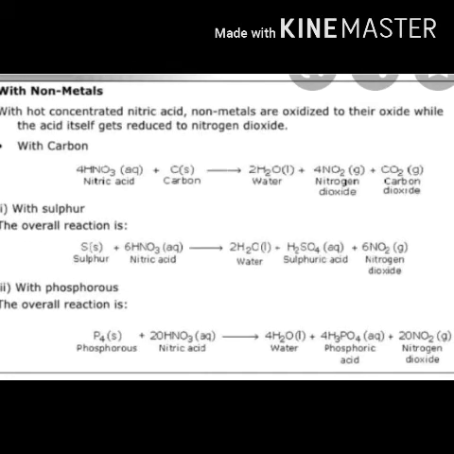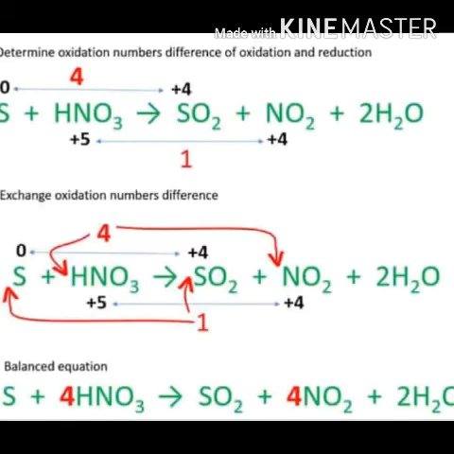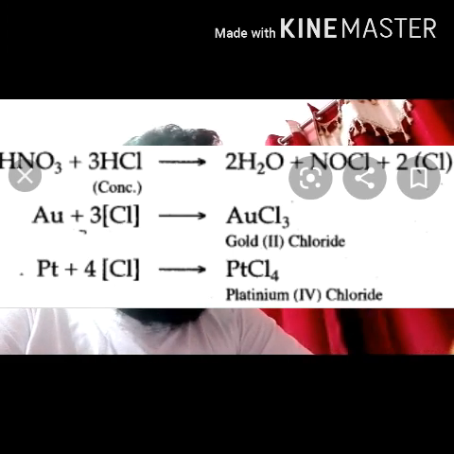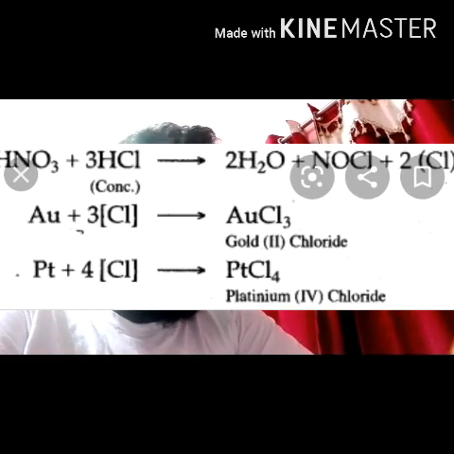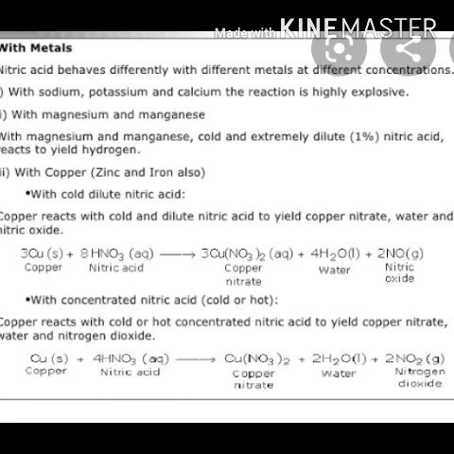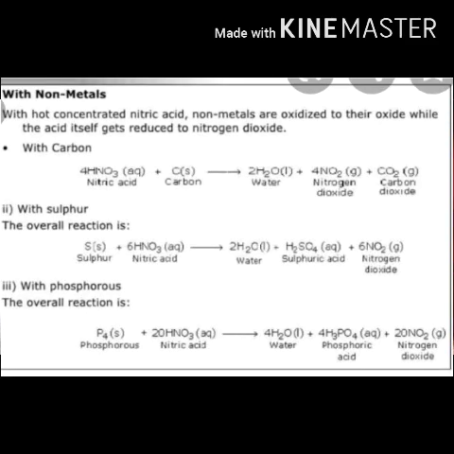In case of H2S reacting with HNO3, 3H2S plus 2HNO3 gives 3S plus 2NO plus 4H2O. Sometimes SO2 reacts with HNO3: 3SO2 plus 2HNO3 plus 2H2O gives 3H2SO4 plus 2NO. Whereas in case of ferrous sulfate in the presence of H2SO4, 6FeSO4 plus 3H2SO4 plus 2HNO3 gives 3Fe2(SO4)3 plus 2NO plus 4H2O.